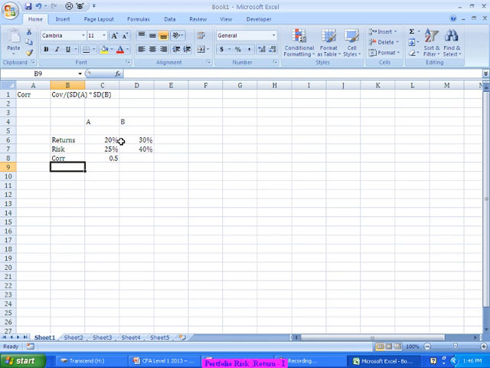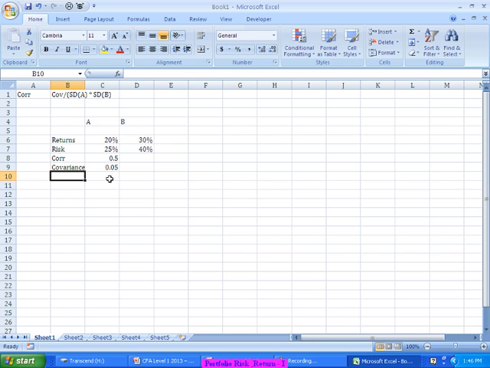So based on this, I can very well compute the covariance. The covariance is nothing but correlation into the two standard deviations. So I am taking the correlation multiplied by the standard deviation of the first one multiplied by the standard deviation of the second one. So overall the covariance is some 0.05 in this case.